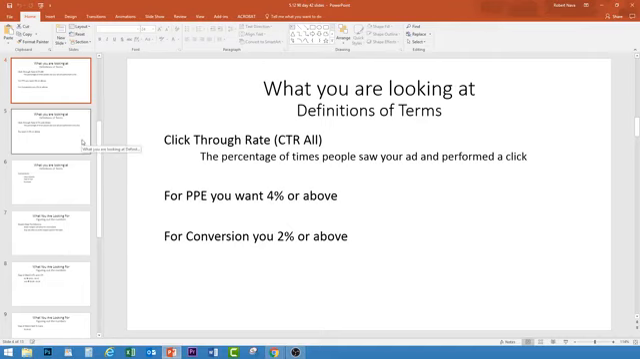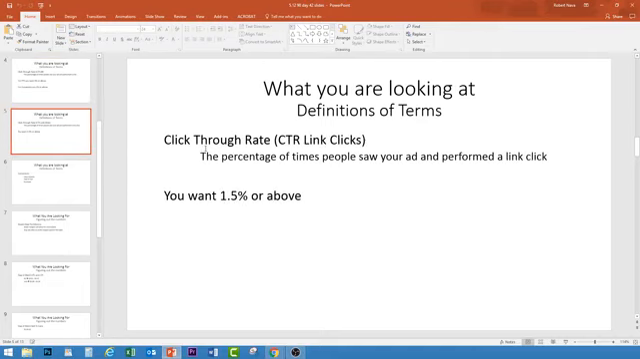So now let's look at what the click-through rate for the link clicks is and how to understand that a little bit. So it's basically the same thing, but for link clicks. It's the percentage of times people saw your ad and performed a link click, right? So instead of a click, they're performing a link click. Makes sense, right? So it's the click-through rate, how many times people are seeing your ad and then clicking. And so you want for your click-through rate on your link clicks, you want to have above a 1.5.